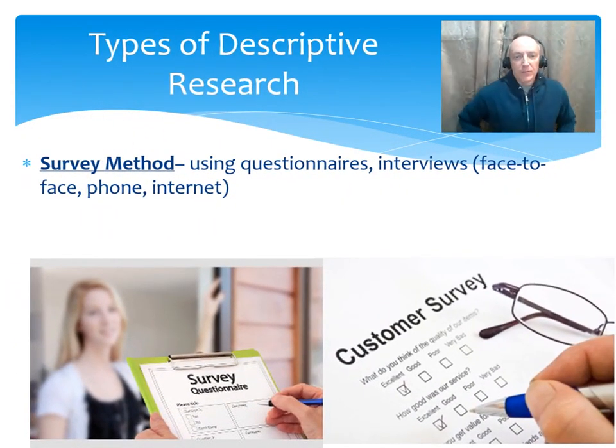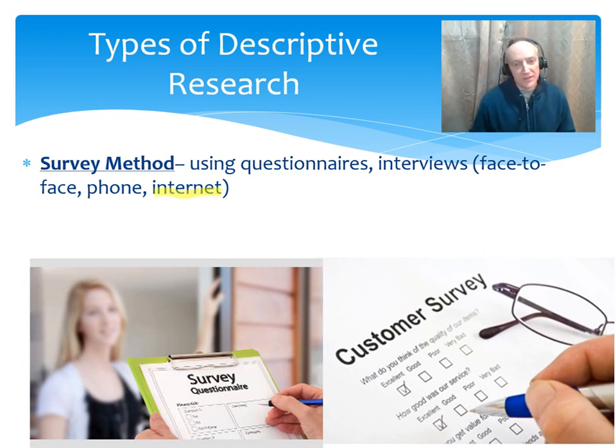Another type of descriptive research is a survey. A survey is simply having a standard set of questions that you are going to pose to a group of people, and they're all going to be asked the same type of questions. Those questions could be asked in person in an interview. They could be a paper and pencil test. In modern day, we have a lot of internet survey research.